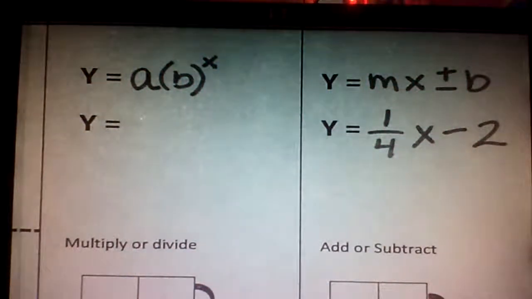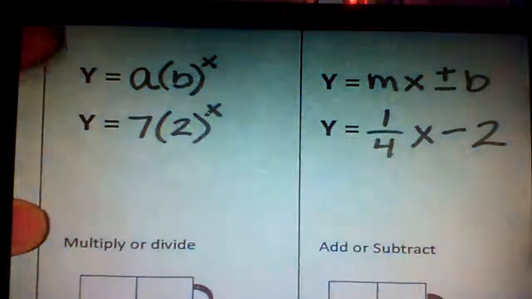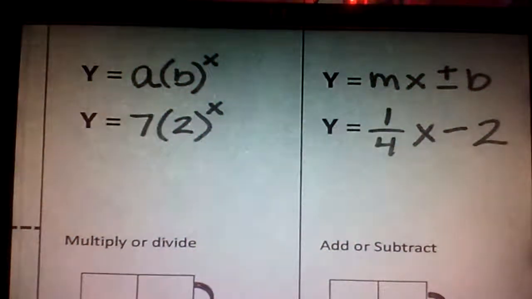Is this similar to a function of addition? Can I give an example? Go for it, TJ. Initial 7, base 2, exponent 3. We're just going to leave it as X, because then I can tell you X is 3, and you would plug in 3 to solve it.